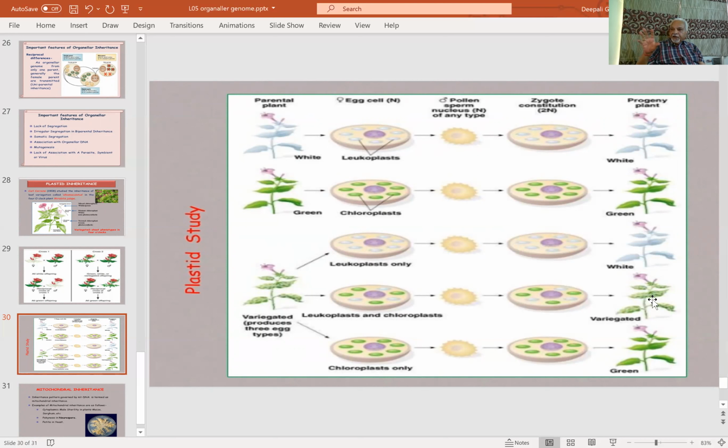So, indicating very clearly that the variegation or pattern of leaf is guided by the cytoplasm, or the presence of plastid. The type of plastid the female egg cell carries decides whether the leaf is going to be white, green, or variegated. Now, this kind of study has been done in all sorts of plants after that.